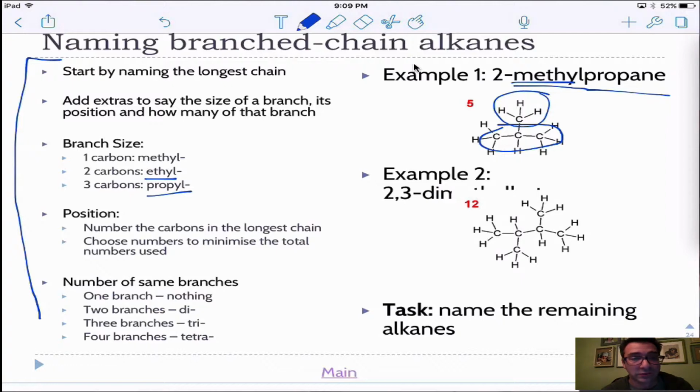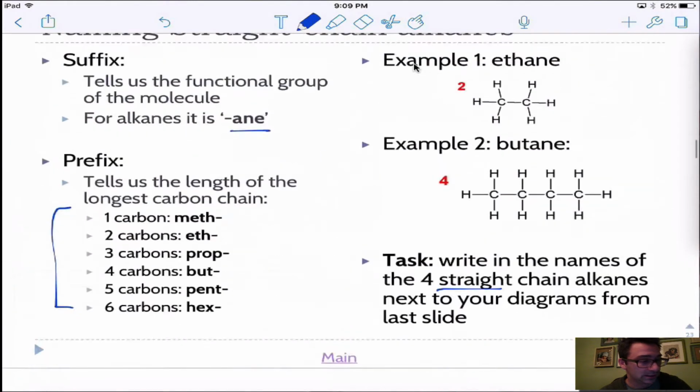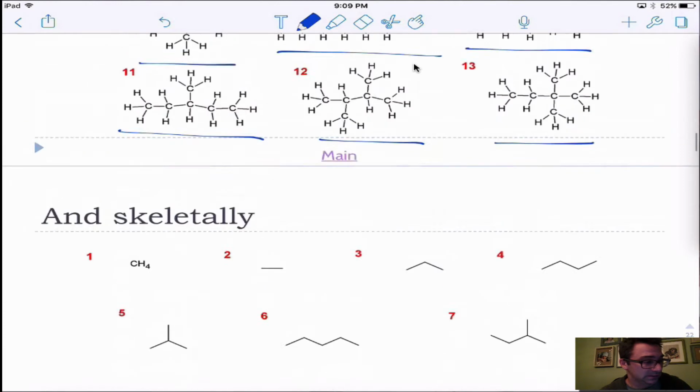So if you have 2 of the same branches, you call them di. So you would do like dimethyl, diethyl. 3 branches would be tri, 4 branches would be tetra. So you could go back to that slide on the previous couple of pages here and name some of these, and we can do one of them.